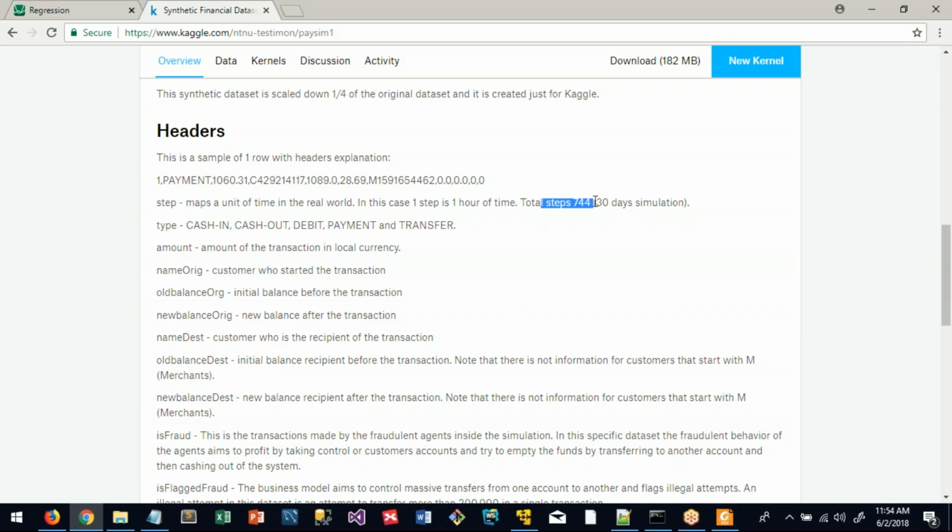The total steps are 744. So it's 30 days of data which is available to us in all of this. So the values of step in this data set will range from 1 to 744. Okay. The values of step will range from 1 to 744, and each value of step, 1, 2, 3, or 4, represents a specific hour in which that transaction was happening. So let's assume that this is the data set which began from 1st January 2018.